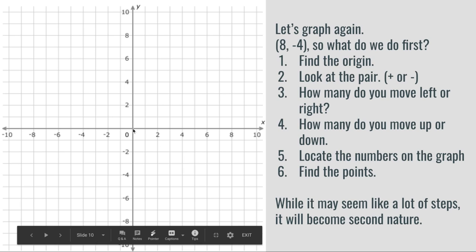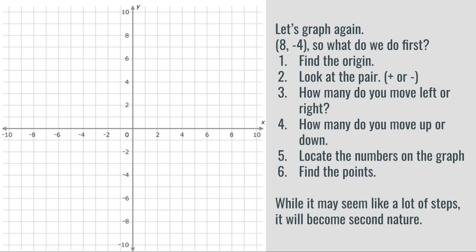How many do we move left or right? We move 8 to the right because 8 is positive. 1, 2, 3, 4, 5, 6, 7, 8. How many do we move up or down? -4 is part of the ordered pair, so we move down because it is a negative number. We move 1, 2, 3, 4. There we go, there's our point.